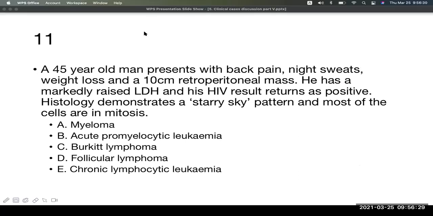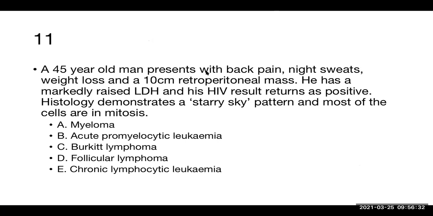Now, let's talk about another case from hematology again. A 45-year-old man presents with back pain, night sweats, weight loss, and a 10 centimeter retroperitoneal mass. So there is a huge mass present inside the abdomen in the retroperitoneal area. He has a markedly raised LDH, lactate dehydrogenase, and his HIV result returns as positive. So this is an HIV positive case. Histology demonstrates a starry sky pattern, and most of the cells are in mitosis. There is increased mitosis in the cells.